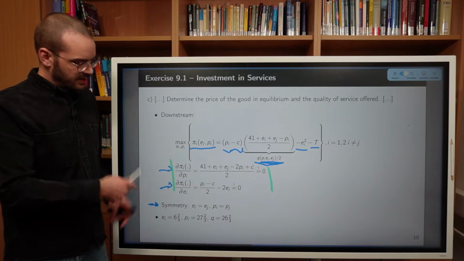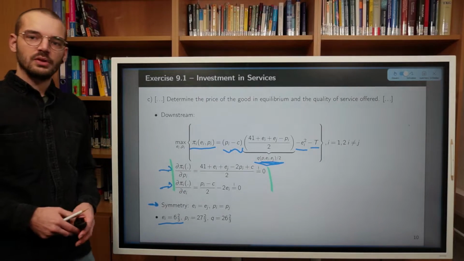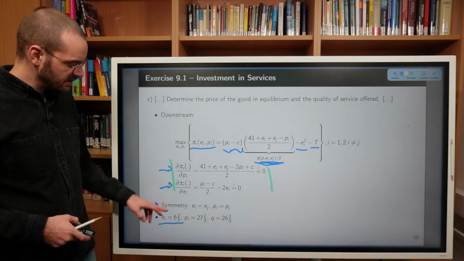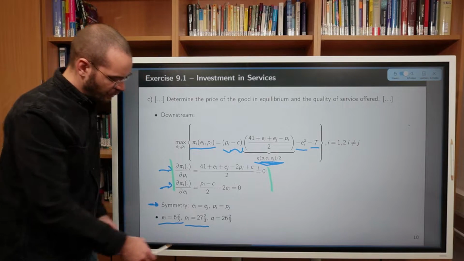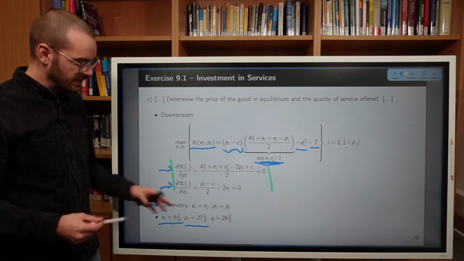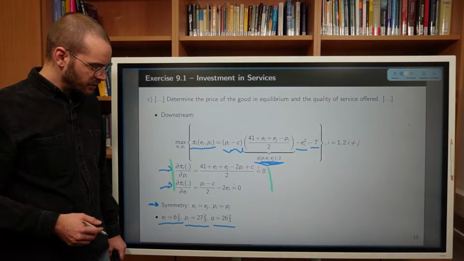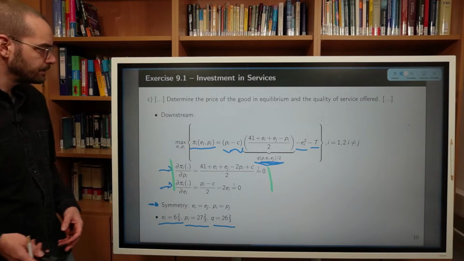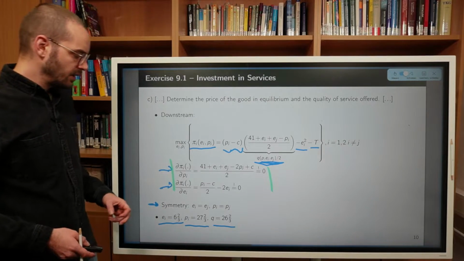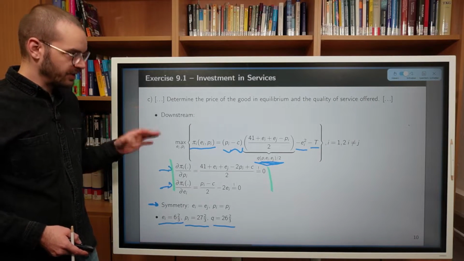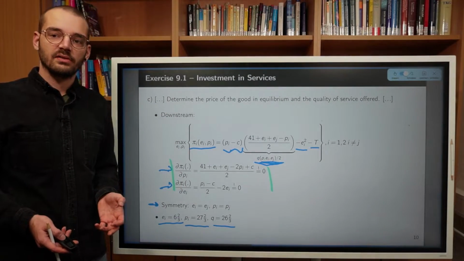Using this and solving this linear equation system, we find out that the profit maximizing amount of services provided by each retailer is 6 2/3. This amount of services then comes in equilibrium with a price of 27 2/3 and a total quantity sold in the market, which is 26 2/3. Now this is all we can do on the downstream level. Of course, we already know the wholesale price because it was fixed as part of the franchise agreement.